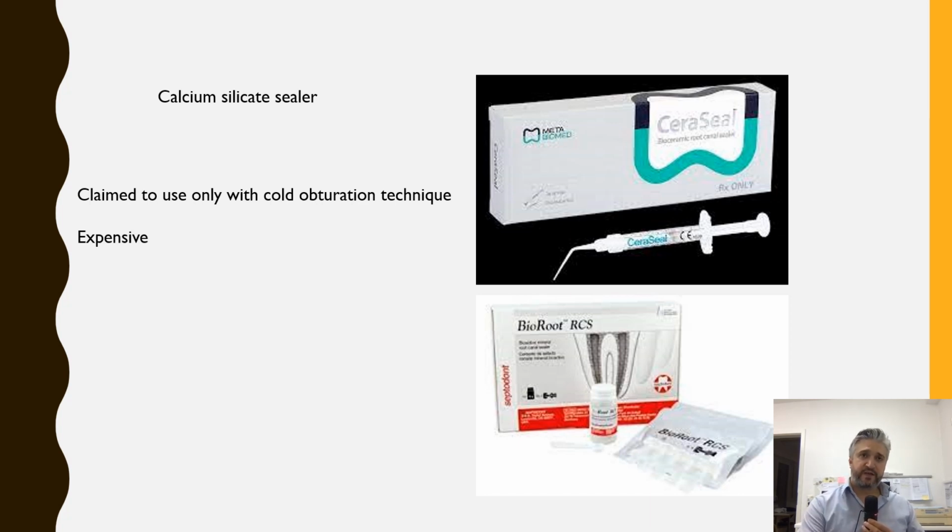That's why I think it's okay if you want to use warm vertical compaction with the calcium silicate sealer, but you have to be aware that using a non-premixed one, like the BioRoot, may lead to voids and to empty space between the canal wall and the filling material. The second disadvantage is that this material is expensive, but it is a very good and well-researched material. I recommend using it.